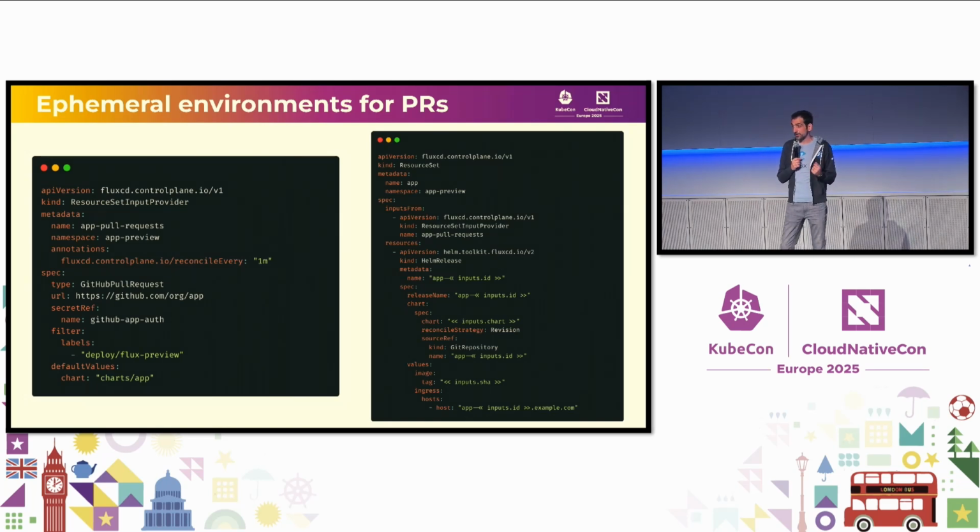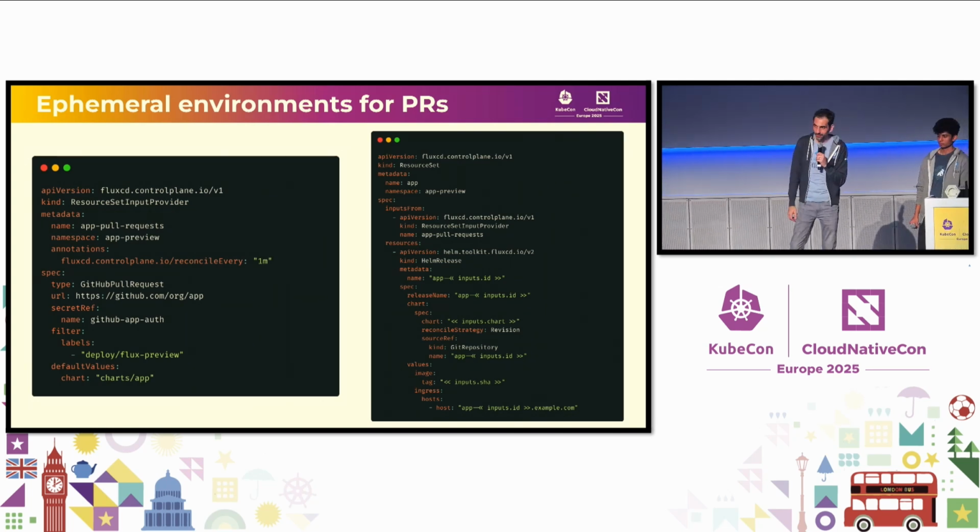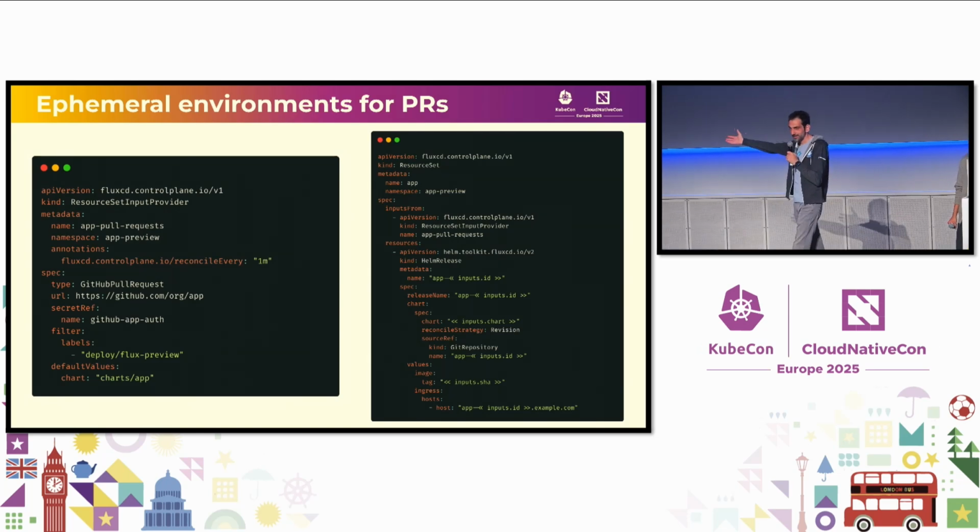Some people may want to create a new cluster. How would you do that? You would add here in the resource set a cluster API definition. And then the Helm release will have the target to that cluster. So it's up to you. Or you add, I don't know, a Crossplane definition that creates the cluster and so on.